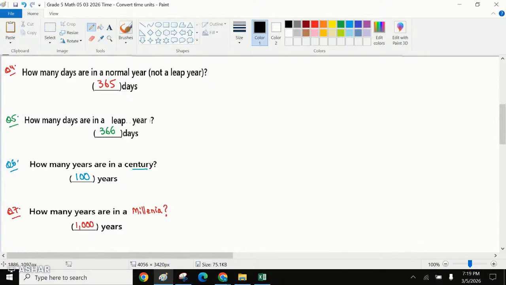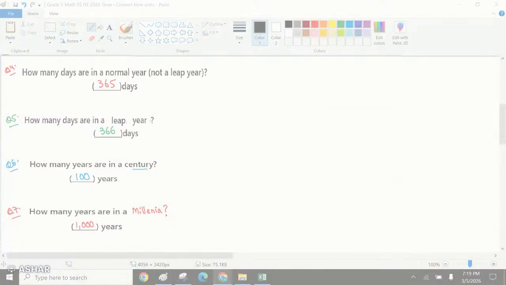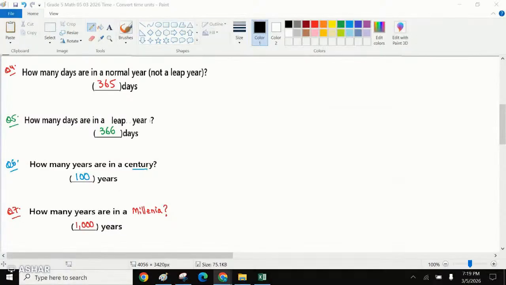How many years are in a century? 100. How many years are in a millennia? 1000. Okay. Let's see if we have more word problems. Yes, we do have some more word problems. Let's have a look. How many minutes in an hour?